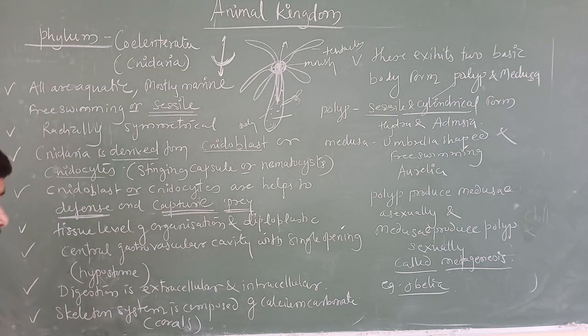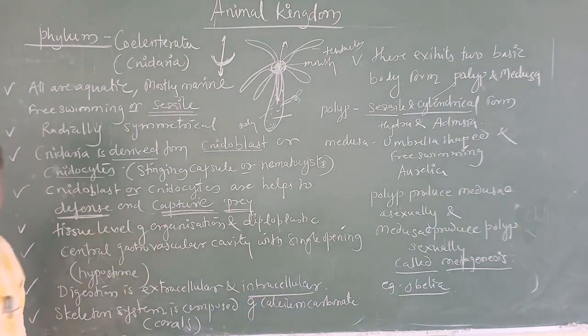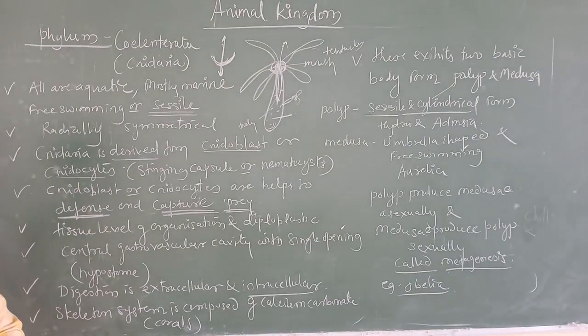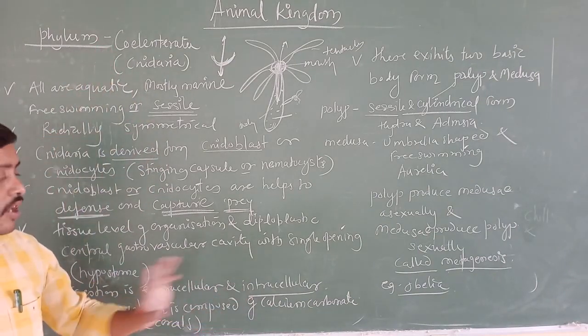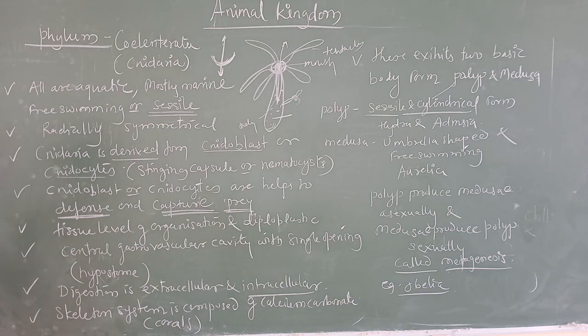Now next, digestion is extracellular or intracellular. What did we learn in Porifera last time? We learned that digestion is intracellular. In coelenterates digestion is both extracellular and intracellular. Digestion takes place both outside the cell and inside the cell. Understood? That is extracellular and intracellular.